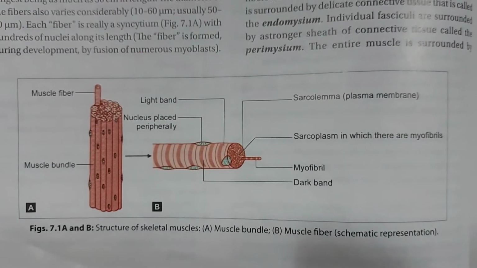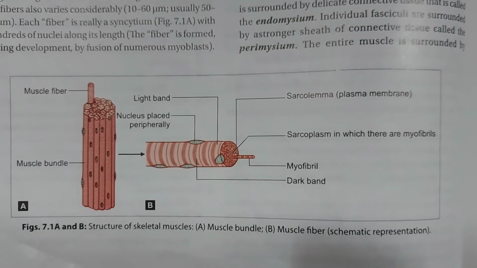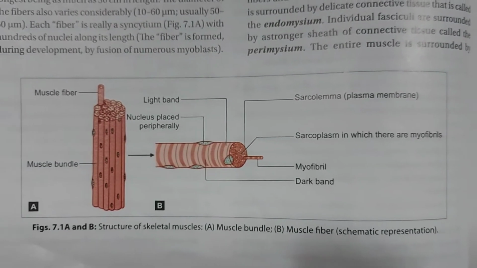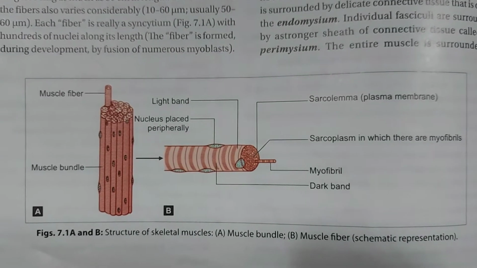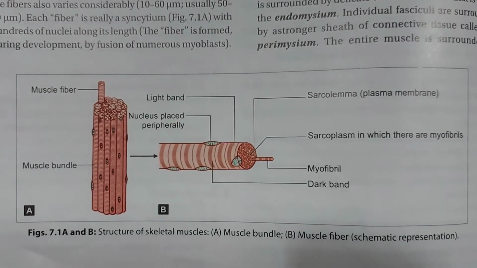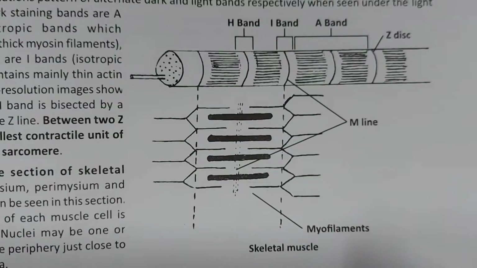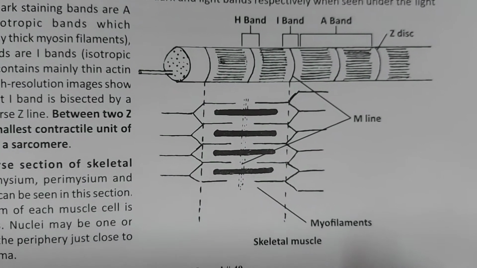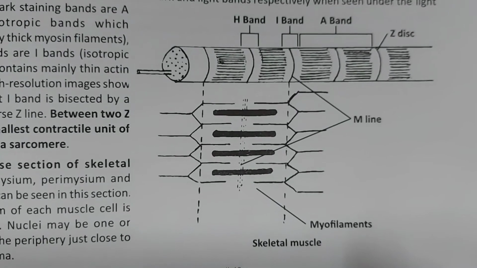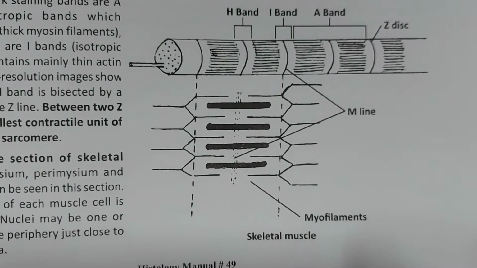Histologically and functionally, three types of muscles can be differentiated. First, skeletal or striated muscle, second is cardiac muscle, and third is smooth or visceral muscle. Now, first we talk about skeletal muscle. This type of muscle is also called voluntary or striated muscle.